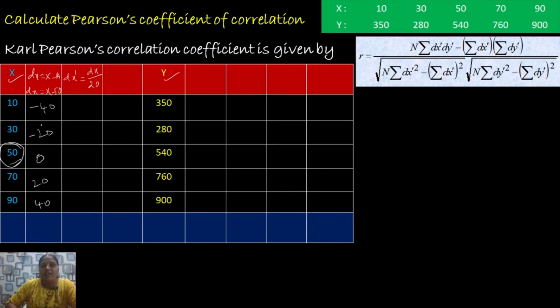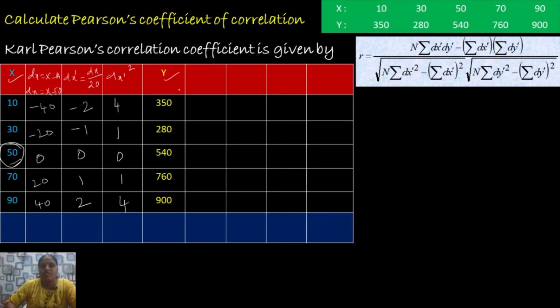When you divide all the values by 20, minus 40 over 20 is minus 2, minus 20 by 20 is minus 1, 0 by anything is 0, 20 by 20 is 1, 40 by 20 is 2. Next, we calculate dx dash square. Just square these values. Minus 2 square is 4, minus 1 square is 1, 0 square is 0, 1 square is 1, 2 square is 4.